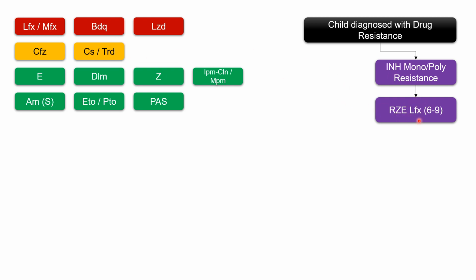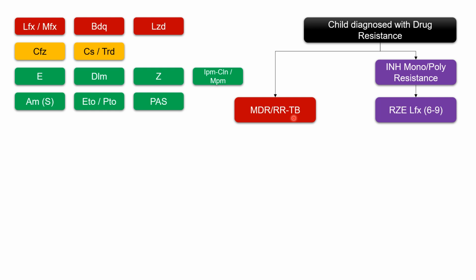So levofloxacin, and this treatment has to be undertaken for 6 to 9 months. Where 6 months, where 9 months, we'll learn in a bit. But by default, you remember that the 6-month RZE plus levofloxacin is the regimen used for INH monoresistance or polyresistance cases.